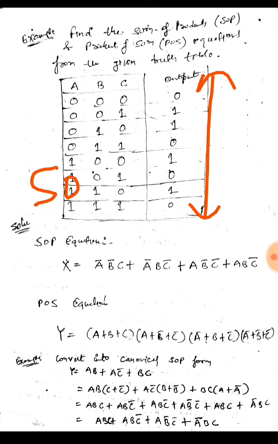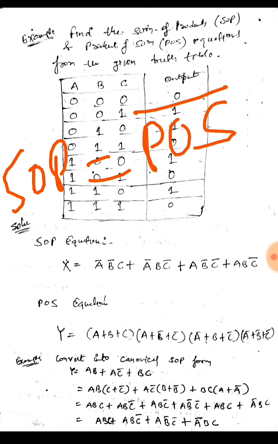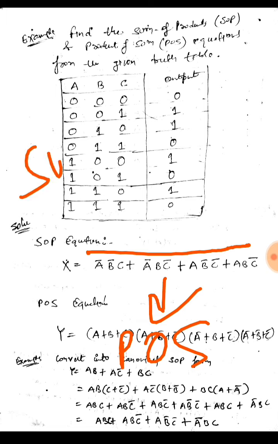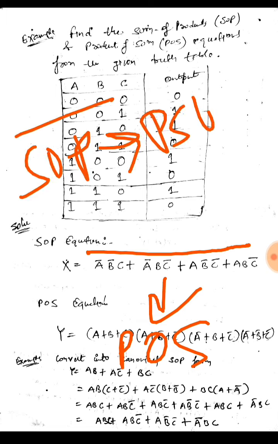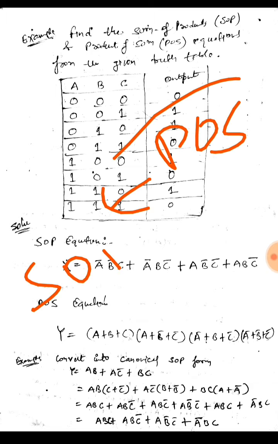You always need to remember that the sum of product form will always be the complemented form of product of sum. That is, if I take the complement of this function, it comes out to be this, or if I take the complement of sum of product form, it will become POS. And if I take the complement of POS, it will become SOP form.